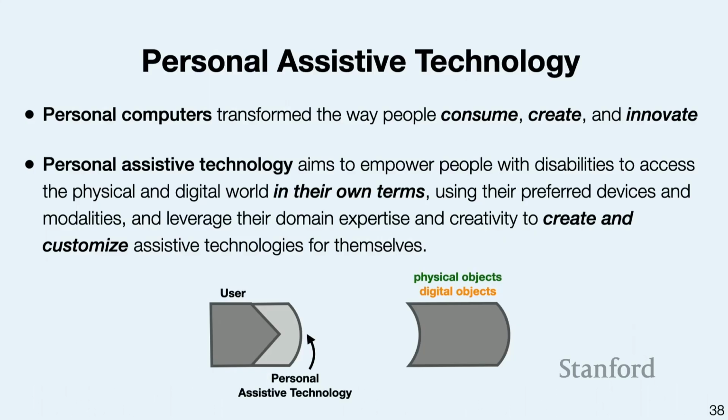So we are going beyond consumption to creation. Personal assistive technology here also aims to empower people to leverage their expertise to create technologies for themselves, right? Essentially, this part, they can change it, and they can create this themselves. So going back to Michael's question, now not only can they install things, maybe they can make those extensions and program those extensions.